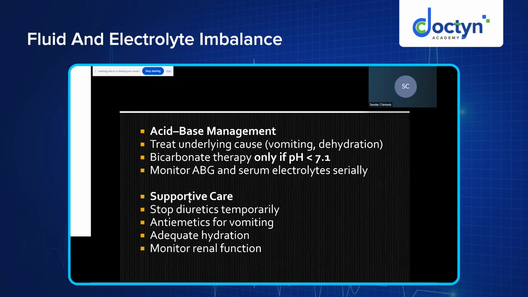Acid-base management. So treat the underlying cause. Treating the cause, because the patient is having vomiting, so anti-emetic drugs, dehydration. Bicarbonate therapy should only be prescribed if pH is less than 7.1. So pH was generally around 7.2 in our case. Monitor the ABG and serum electrolytes serially. Supportive care should be done, and stop diuretics temporarily because the patient is having hypokalemia and hyponatremia also. Antiemetics can be given for vomiting, adequate hydration should be done, and monitor the renal function accordingly.